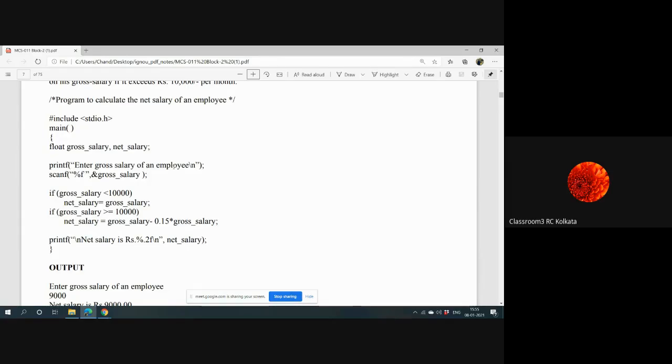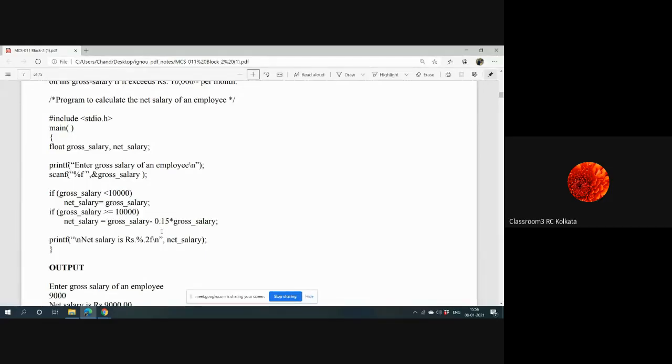So when the user reads this statement, they will give some value, a float value, and that value will go to the gross salary variable's address, so that gross salary will have some value. Suppose I have given 15,000. Then it will come to the check post: if gross salary less than 10,000, then what will happen? Gross salary is 15,000, so the compiler chooses the second one, and the new net salary will be gross salary 15,000 minus 15% of gross salary.